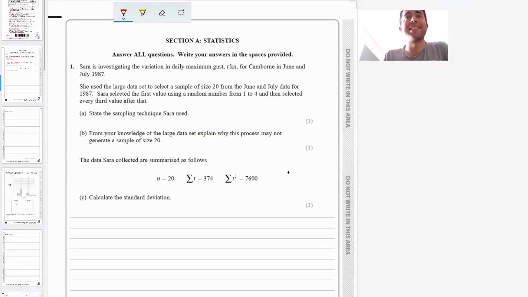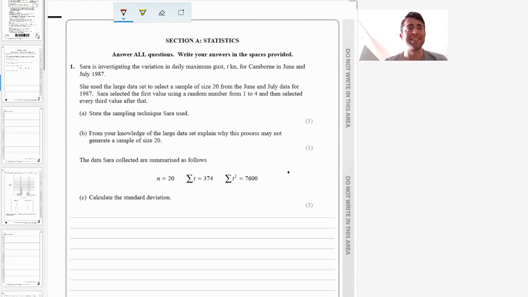Part B is referring to your knowledge of the large data set. Your knowledge of the large data set may or may not be there right now. Hopefully, through the course, you'll gain some familiarity with the large data set. There are some summary sheets that point out some major things about the large data set that we will revise as well at some point. But if you come across a question and you have no idea what's going on, you can often make a really good guess as to what the question wants.